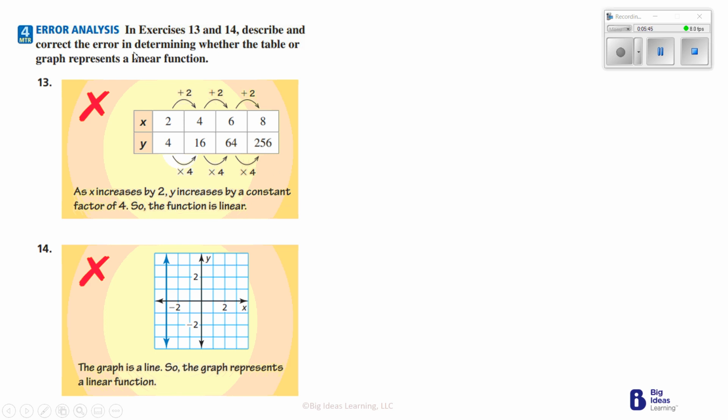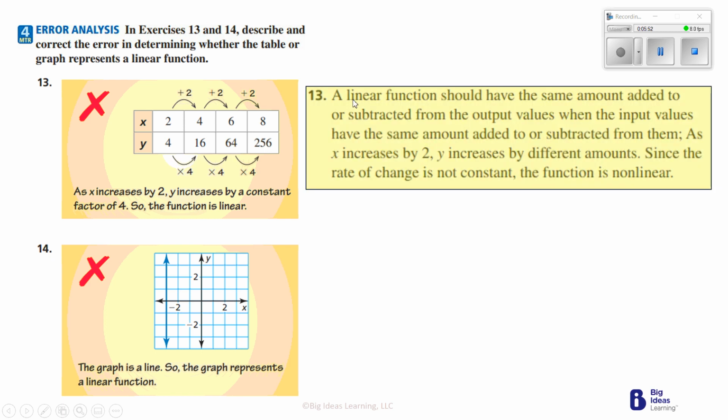Is this true or not? I would say it's not true. It has to be something that's added on every time. A linear function should have the same amount added to or subtracted from the output values when the input values have the same amount added to or subtracted from them. As x increases by 2, y increases by different amounts. So the rate of change is not constant. This function is not linear.